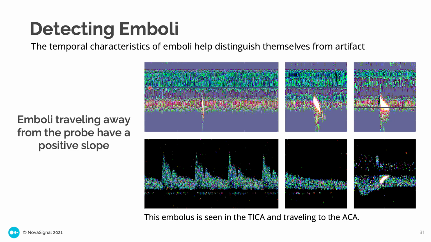The sample gate is placed in the MCA. You can see the corresponding Doppler signal below. There is no emboli within the signal, and yet there is an emboli that we see going out the ACA. So this is one that you could potentially miss. Now at the farthest slide, we have placed the sample gate in the ACA, so we pick up the emboli in the ACA because we have the sample gate placed there. But if there was an emboli up in the MCA, we would not see it at this point.